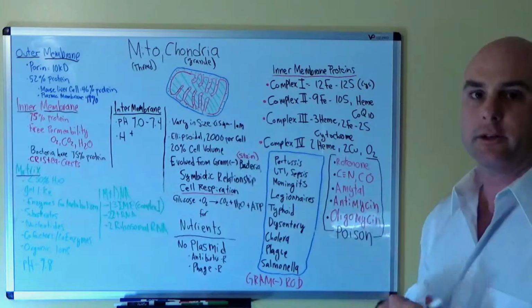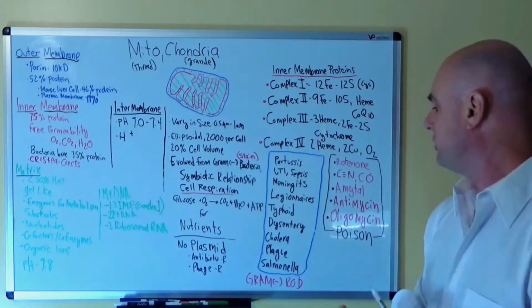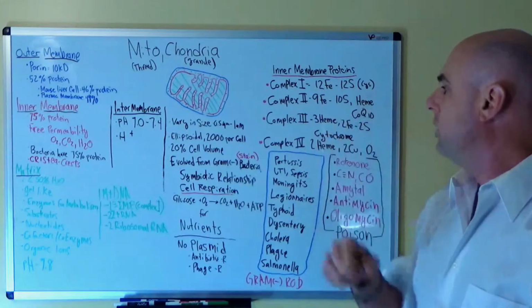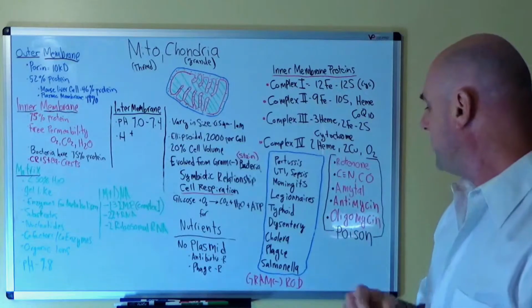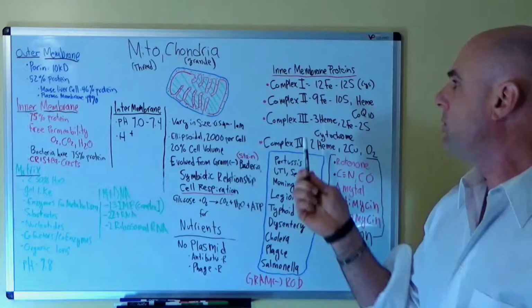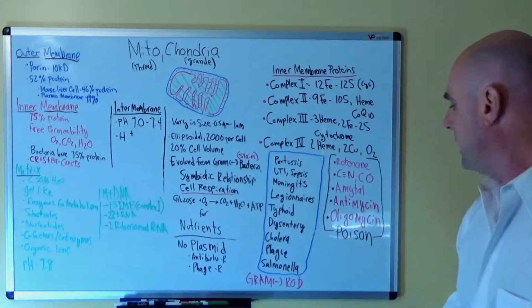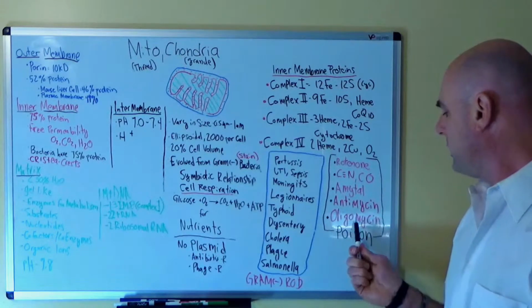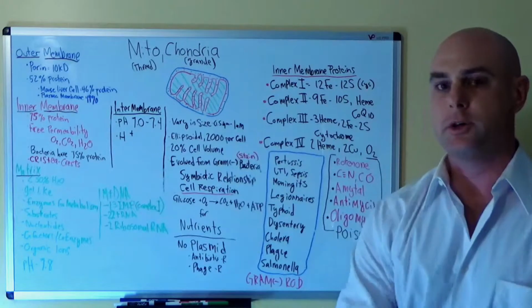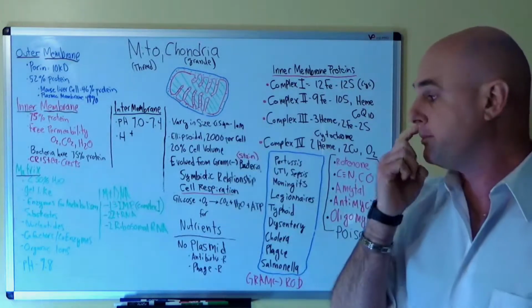And you know, carbon monoxide competes with oxygen for carrying blood and hemoglobin, so it's pretty understandable that carbon monoxide is going to interfere with these heme groups here as well. Amytal, which is a barbiturate, is going to interfere with these inner membrane proteins. And these last two are antimycin and oligomycin. Those are two antibiotics, and they're also shown to bind to these complexes and interfere with their chemistry.